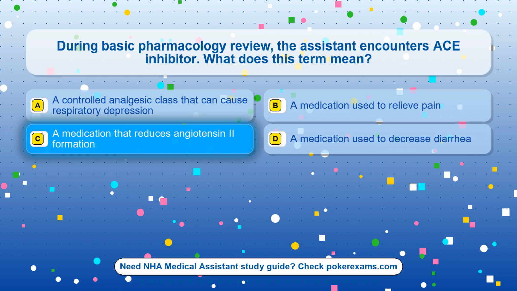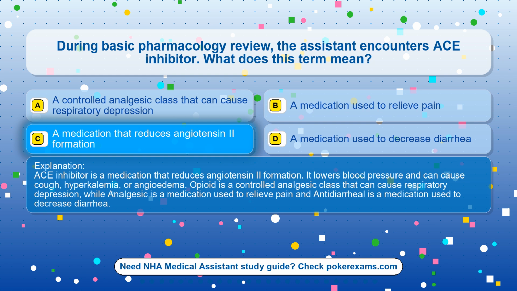The correct answer is option C. A medication that reduces angiotensin II formation. ACE inhibitor is a medication that reduces angiotensin II formation. It lowers blood pressure and can cause cough, hyperkalemia, or angioedema. Opioid is a controlled analgesic class that can cause respiratory depression, while analgesic is a medication used to relieve pain and antidiarrheal is a medication used to decrease diarrhea.